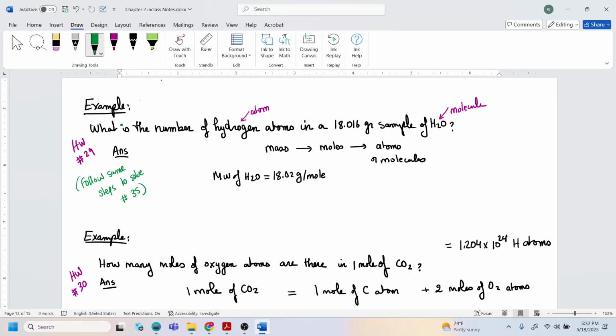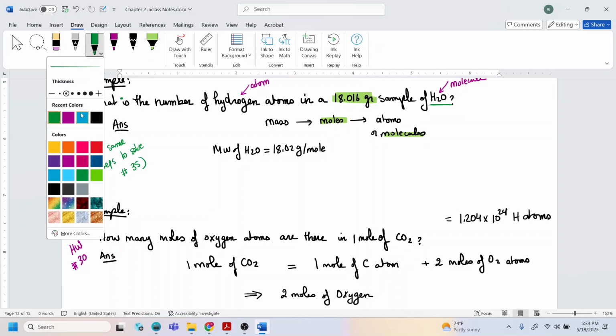What is the number of hydrogen atoms in 18.016 grams of water? Water is what? Water is a molecule. This one is actually kind of similar to the one before it. So water is a molecule and they need the number of atoms. So since they gave me information about the mass of the water molecule, I need to continue and get simply the moles of the water molecule, get the number of molecules of the water, because I'm working with water, right? So I'm going to get the molecules of the water and then relate those to atoms. Okay, so let's start.